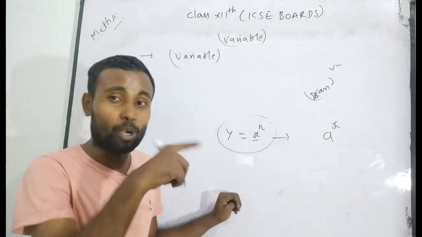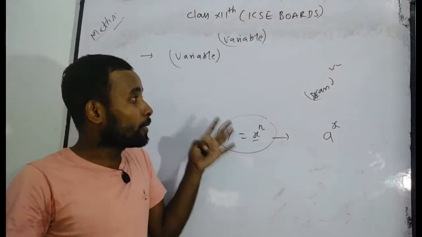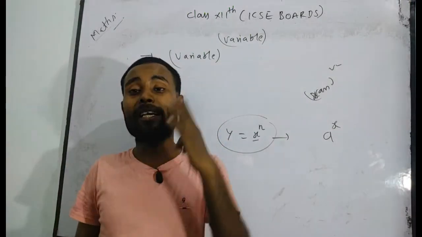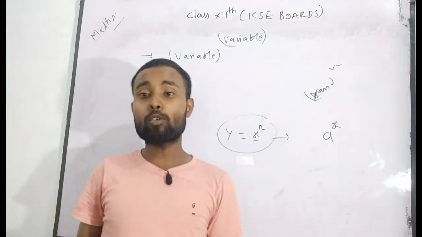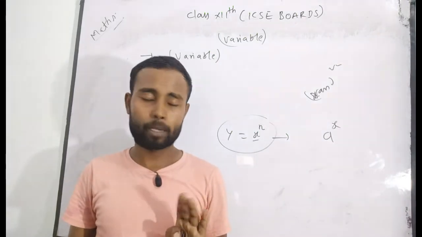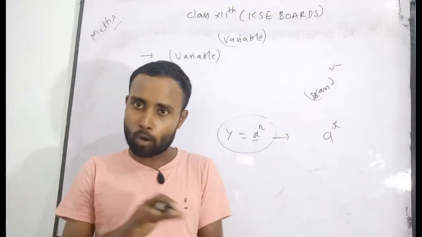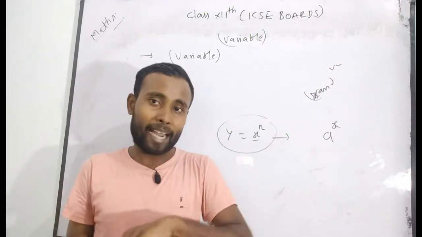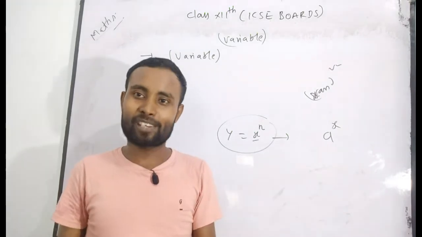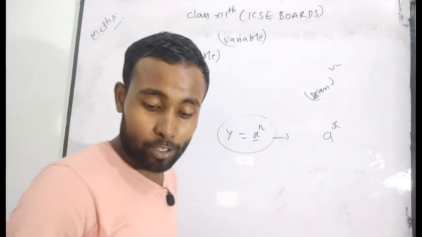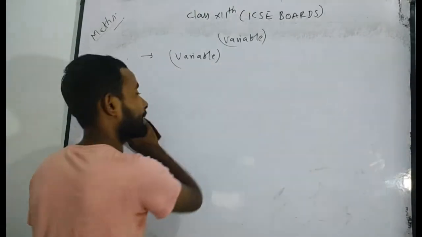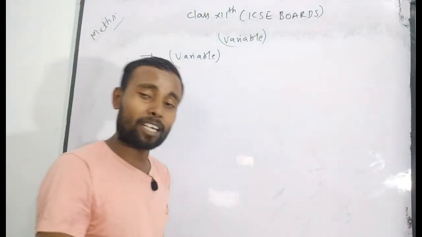And I have already told you in the previous class, when your problem is in the form of variable to the power variable, always try to solve the given problem by the logarithmic process, or either the logarithmic process or exponential. But if you try to solve using exponential, you will definitely use logarithm again. So I always say that the process is called the logarithmic process.